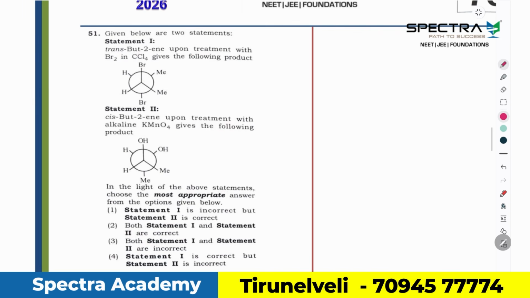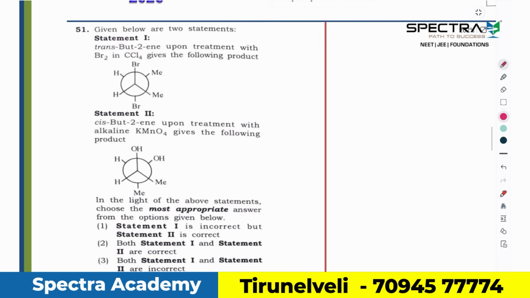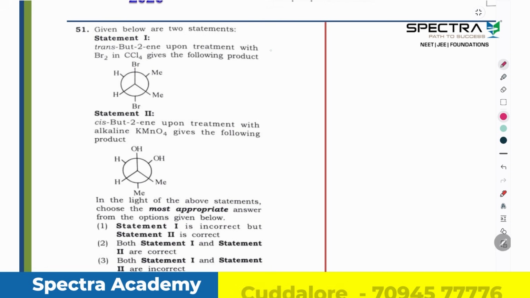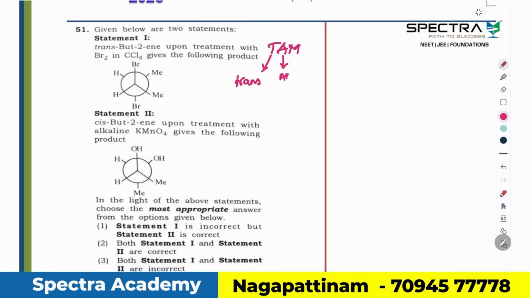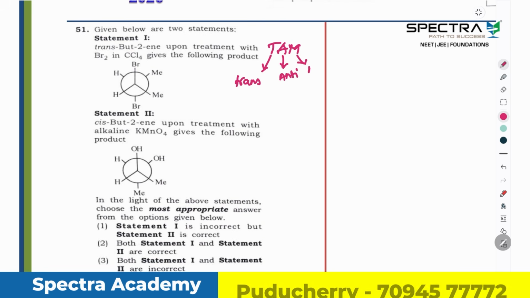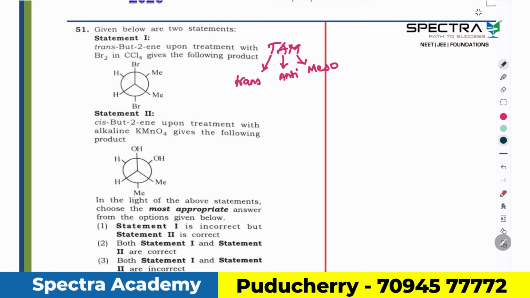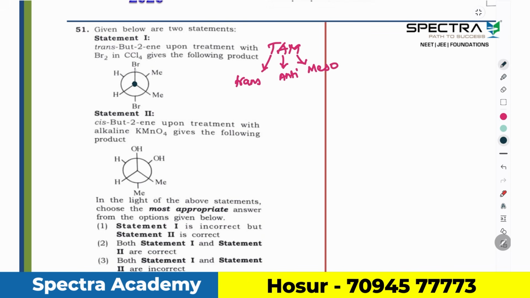Right. Question number 51. When coming to the 51st question, look at the question very carefully. What is given here? First one is trans-2-butene. You know the short trick. If you go for a trans compound and if it is an anti-addition, yes sir, this addition of bromine is an anti-addition, the product is a meso product. How do you know this is a meso compound? Look at the first carbon. This is having bromine at the top.